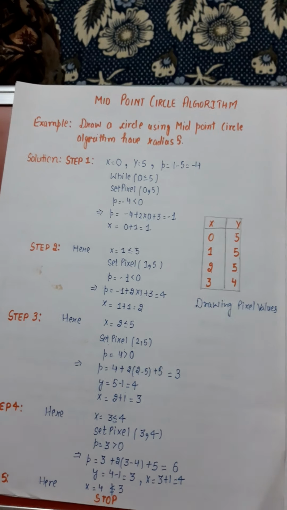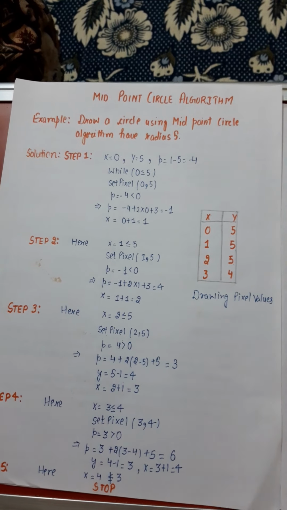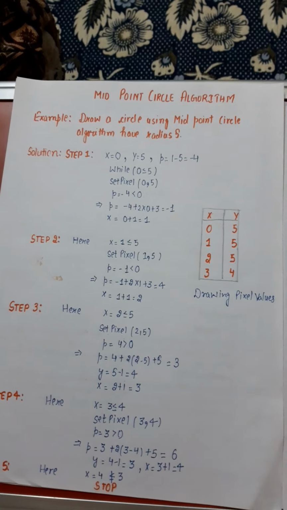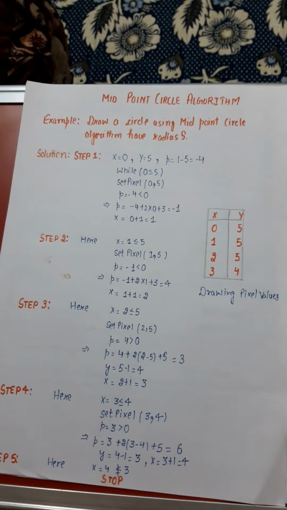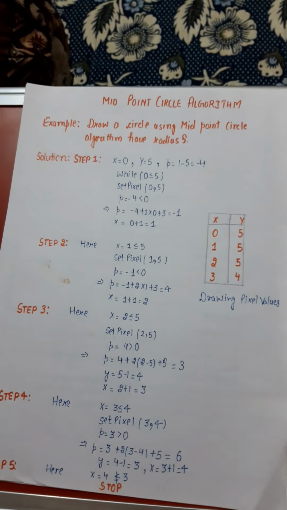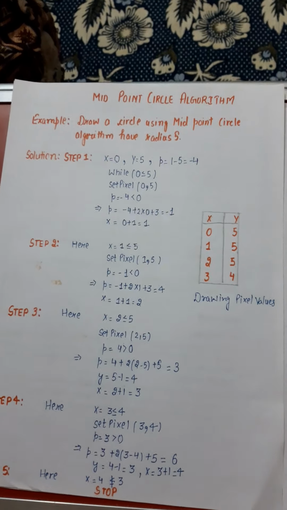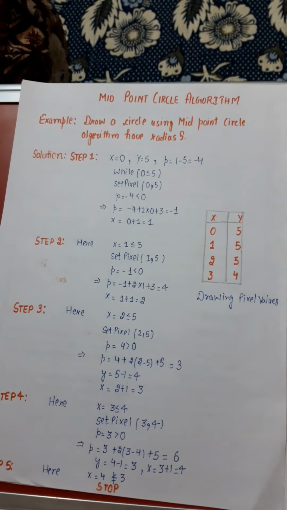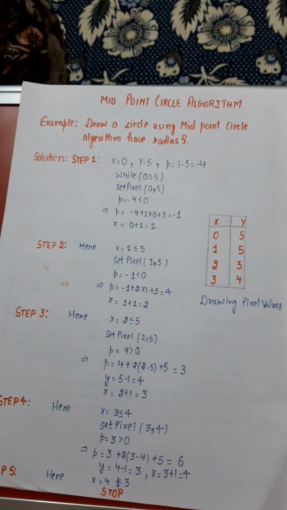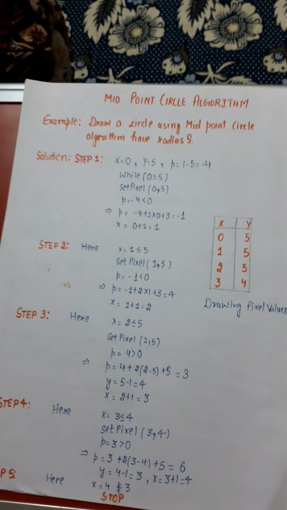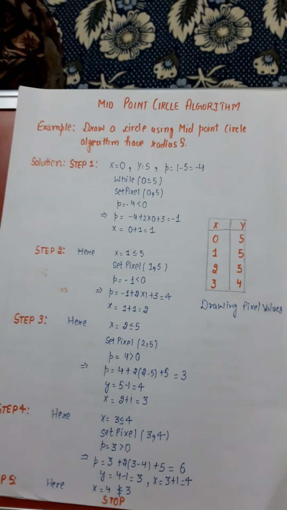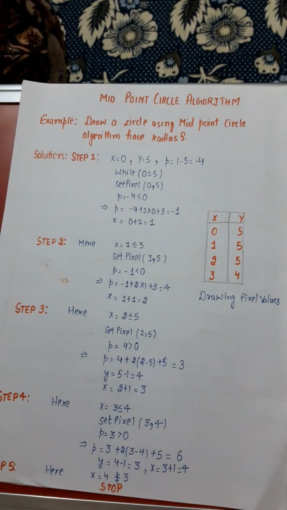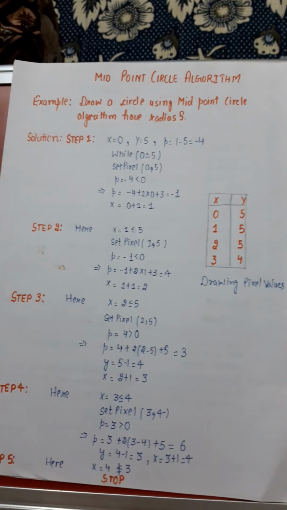Next we see the decision parameter value, that is, p is minus 4, which is less than 0. In that case, the new parameter p is given by p plus 2x plus 3. So p is minus 4 here, x equals 0 here, and it comes out as minus 1. And we know that when the loop continues, x is incremented by 1. So initially x was 0, now it is 1. So we go to step 2.